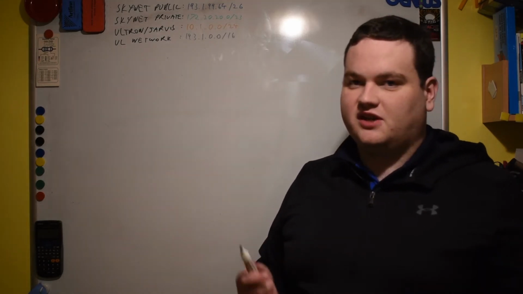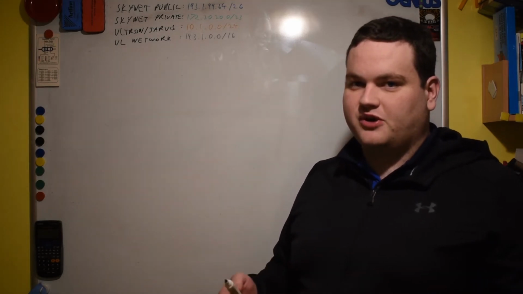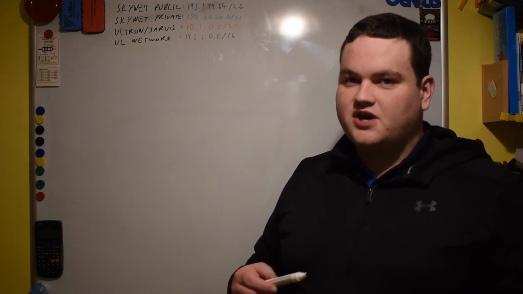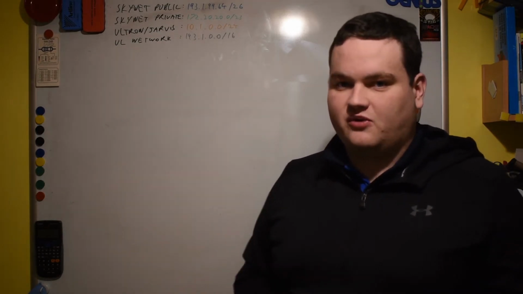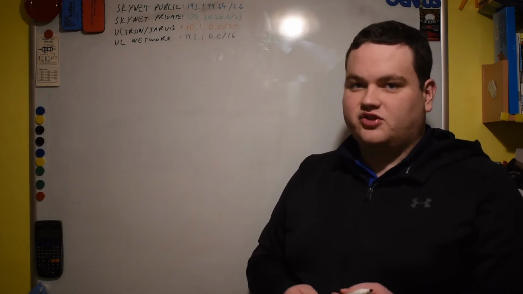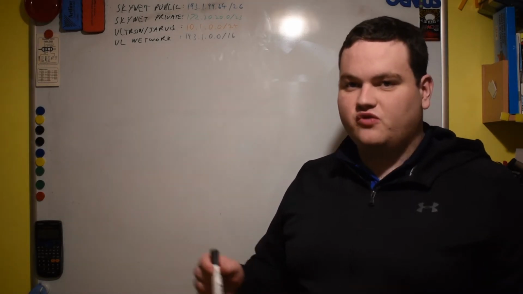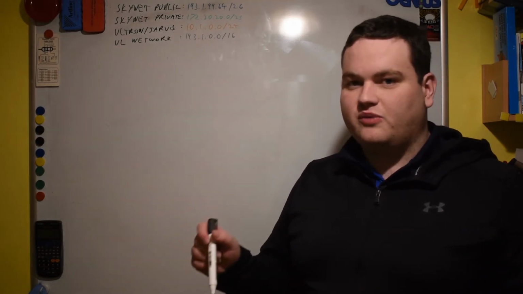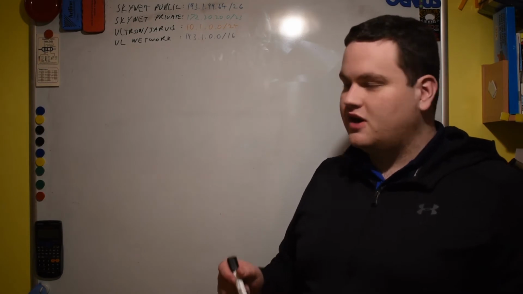Public IP addresses mean that if you type an IP address into your browser and it's a public address, you should be able to find that IP from anywhere in the world. Whereas a private address is an address that can't move across the public network. It can only move across a private network.